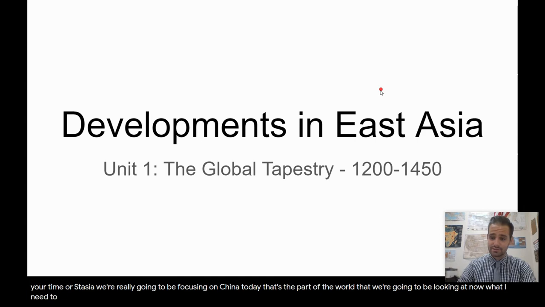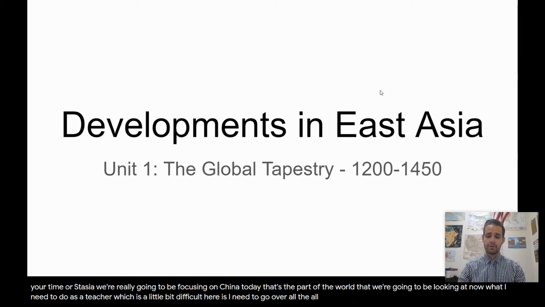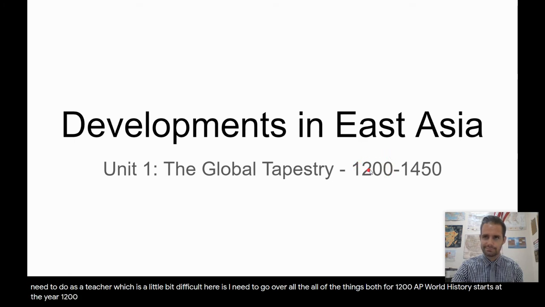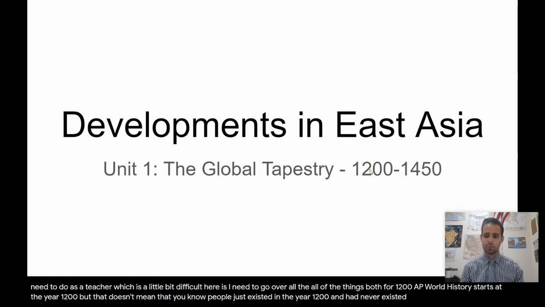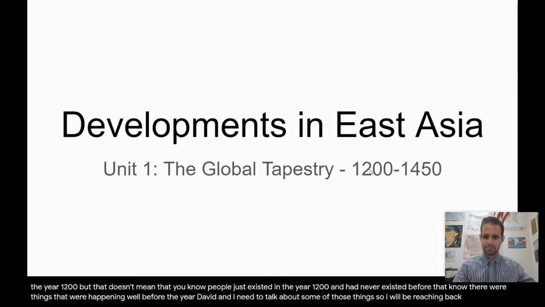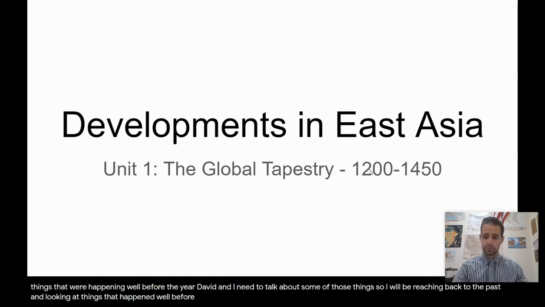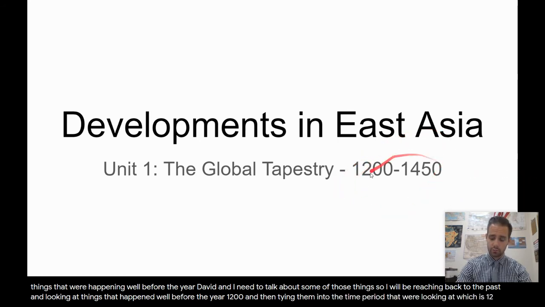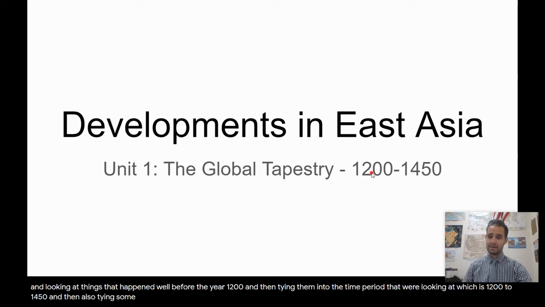Now, what I need to do as a teacher, which is a little bit difficult here, is go over all of the things before 1200. AP World History starts at the year 1200, but that doesn't mean that people just existed in the year 1200 and had never existed before that. There were things happening well before 1200, and I need to talk about some of those things. So I will be reaching back to the past, looking at things that happened well before the year 1200, and then tying them into the time period that we're looking at, which is 1200 to 1450, and also tying some of that into our modern society, as you'll see in this lecture.